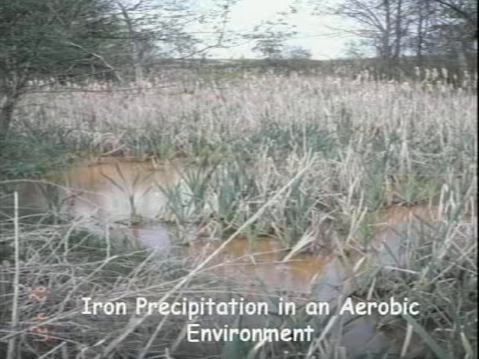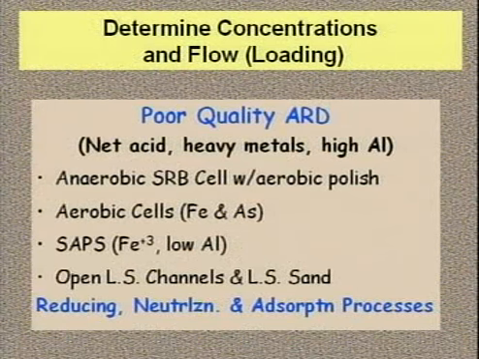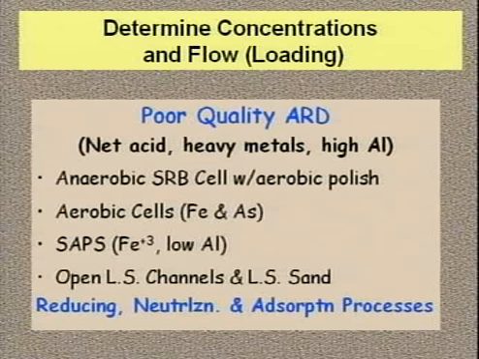But what if you've got really nasty ARD? And by nasty, I mean heavy metals, low pH, say less than 4, less than 3, more than 5 milligrams per liter of aluminum, and high mineral acidity. The sulfate-reducing bacteria cell with an aerobic polishing cell tops the list in this situation.